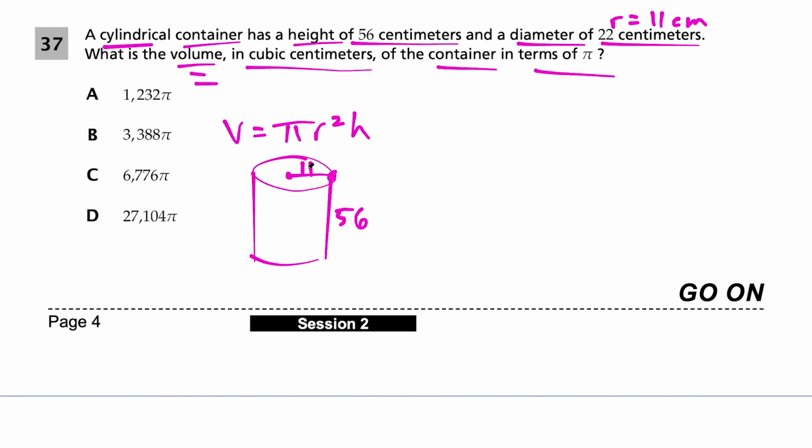So we'll put the 11 here, but once again, we'll leave the units out because the answers don't have units attached. So volume equals pi times the radius is 11. So we're going to plug that in and square it, and the height is 56. And once again, they're telling us the volume is in cubic centimeters. If you want to write that at the end, you can, but it's multiple choice. So the units are not going to matter towards the credit for our answer.